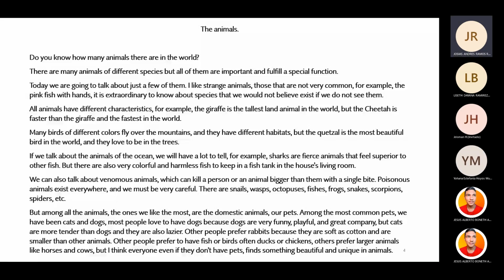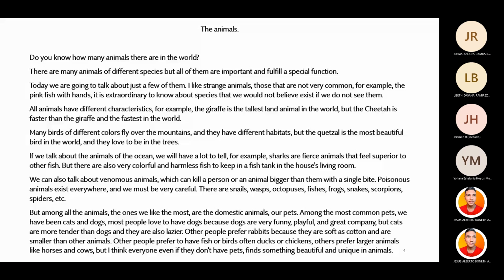The animals. Do you know how many animals there are in the world? There are many animals of different species, but all of them are important and fulfill a special function. Today we're going to talk about just a few of them. I like strange animals, those that are not very common. For example, the pink fish with hands. It is extraordinary to know about the species that we would not believe exist if we do not see them.